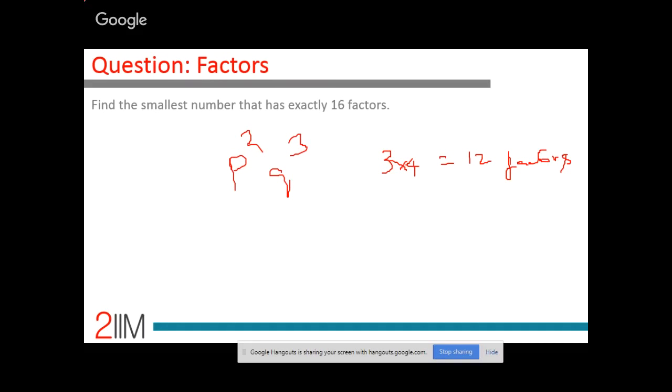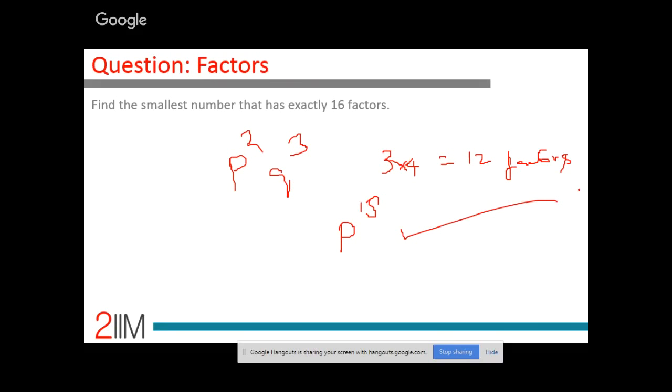The obvious prime factorization that has 16 factors is p power 15. That works. P power 15 has 16 factors. The smallest number of the form p power 15 is 2 power 15. Right? So prime number power 15, 2 power 15. But we already know that you'll get a number better than that. We don't need to prime factorize it as p power 15.